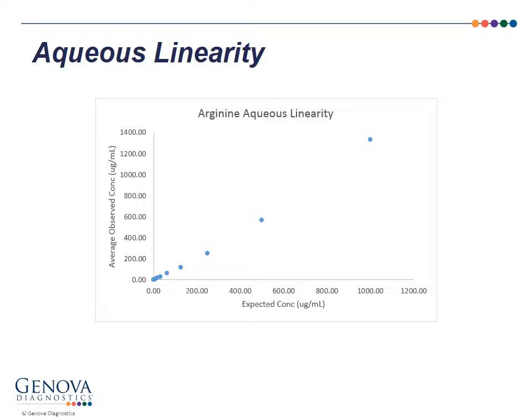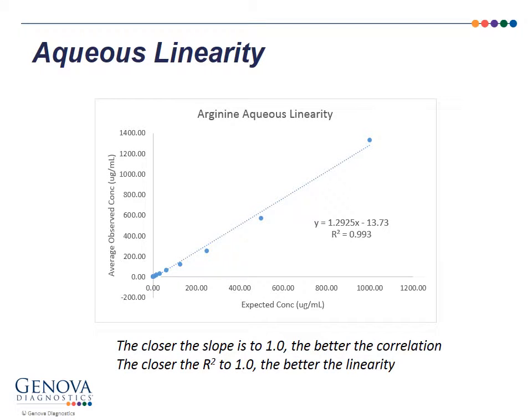We plot the expected concentration on the x-axis and the average observed value on the y-axis. Again, we draw a best fit line and we're looking at slope. The closer the slope is to 1, the better the correlation. That tells me how close my average observed were to my expected concentration. We also often look at the y-intercept, as close to 0 as possible, and then the r-squared. You want r-squared as close to 1.0 as possible. It tells you how close my points are to that line, how tight a fit it is. You see how our points are pretty clustered around that line.